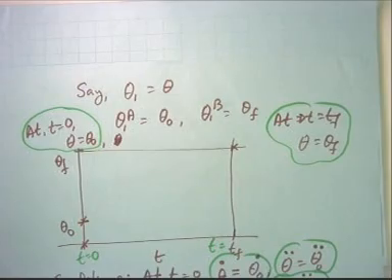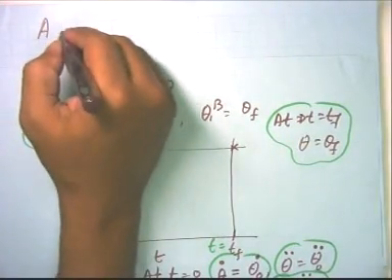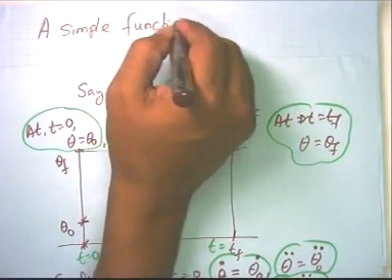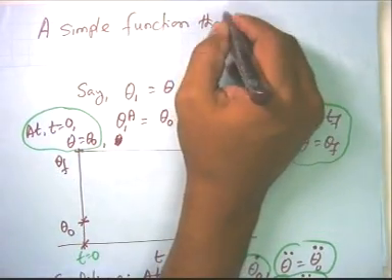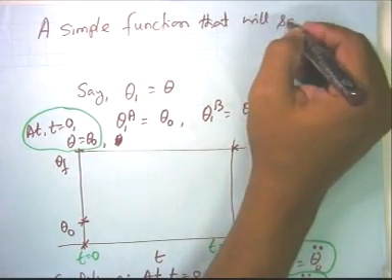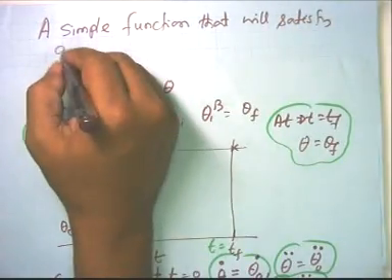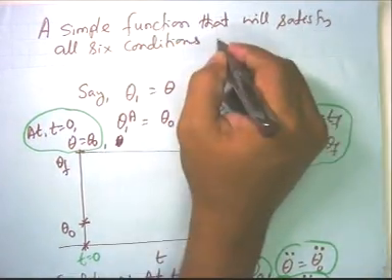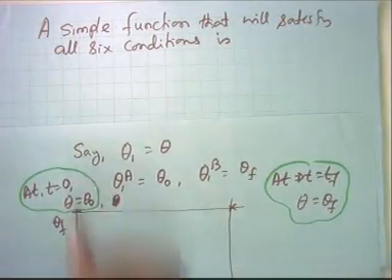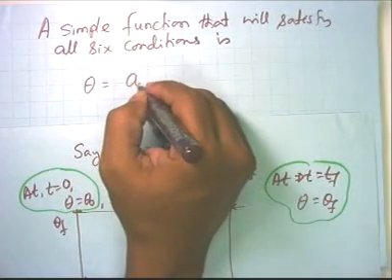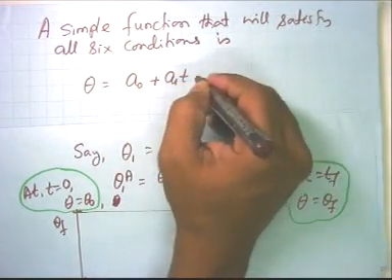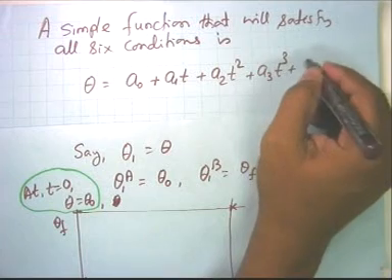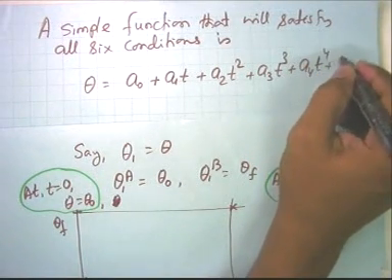So, a simple function that will satisfy all 6 conditions is theta is a0 plus a1t plus a2t square plus a3t cube plus a4t4 plus a5t5.